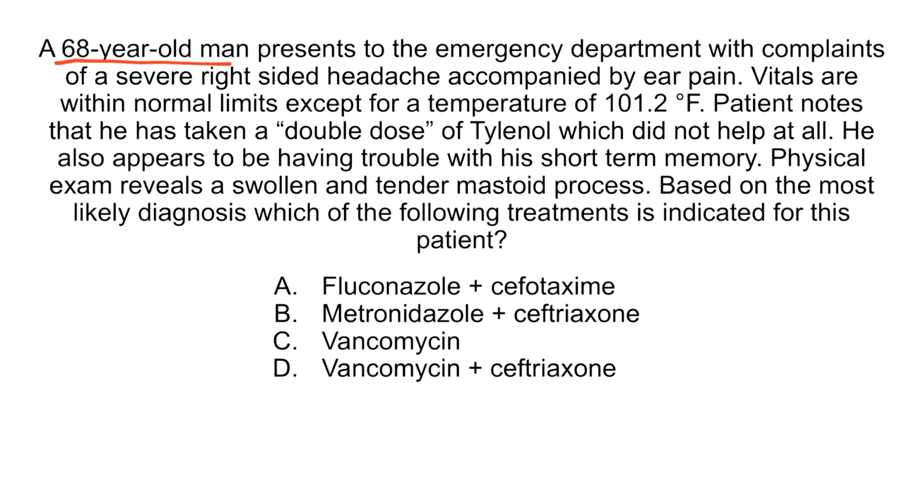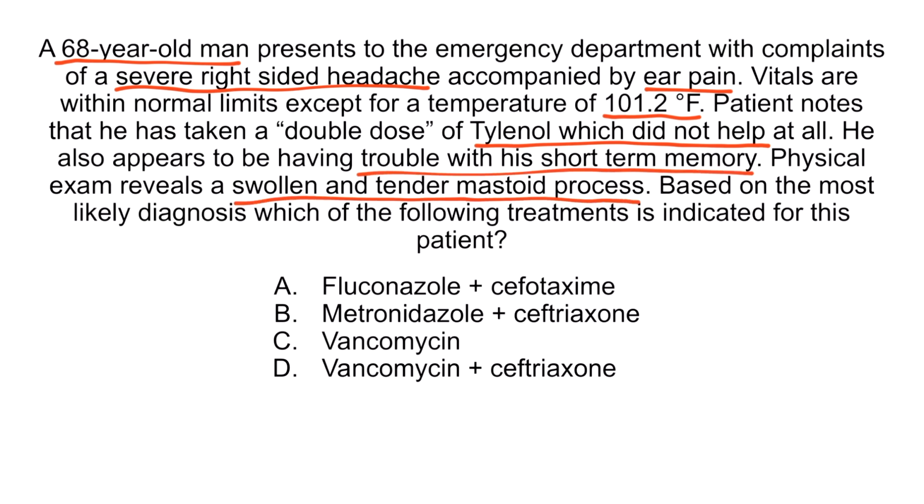A 68-year-old man presents to the emergency department with complaints of a severe right-sided headache accompanied by ear pain. Vitals are within normal limits, except for a temperature of 101.2 degrees Fahrenheit, or 38.4 degrees Celsius. The patient notes that he has taken a double dose of Tylenol, which did not help at all. He also appears to be having trouble with his short-term memory. Physical exam reveals a swollen and tender mastoid process.